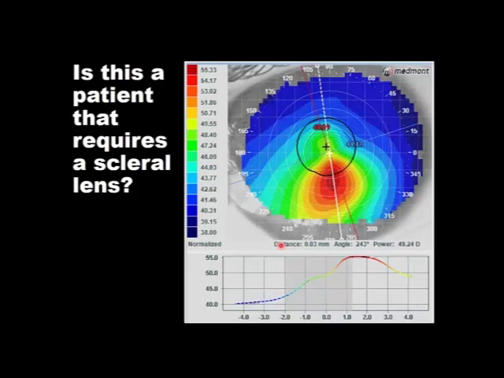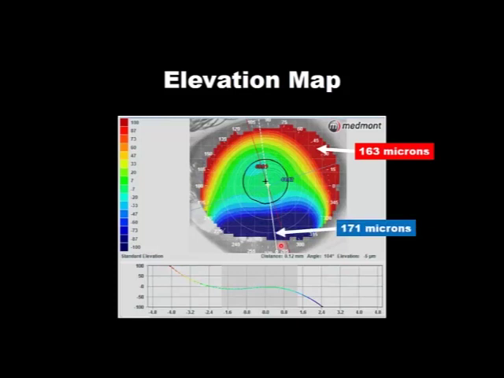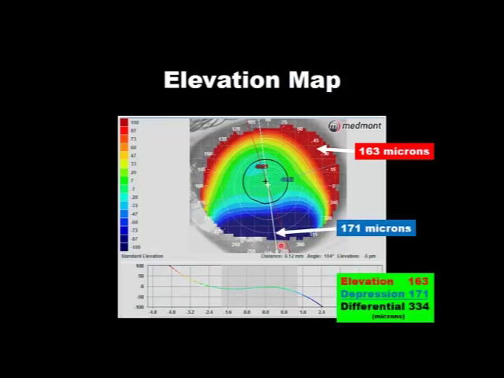Now, is this a patient that requires a scleral lens? Is that an irregular enough cornea that we can look at the topography and say, yeah, for sure, that patient requires some kind of large diameter or scleral lens? Let's pull up that elevation map again and figure out how high the differential is. In other words, let's put our cursor on the highest point, the reddest, 163 microns. Let's find the lowest point, minus 171. So there's a difference or a change in elevation of 334 microns. Now, so what?